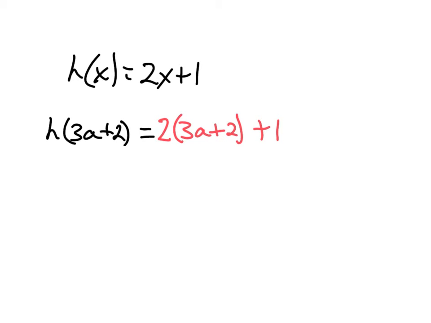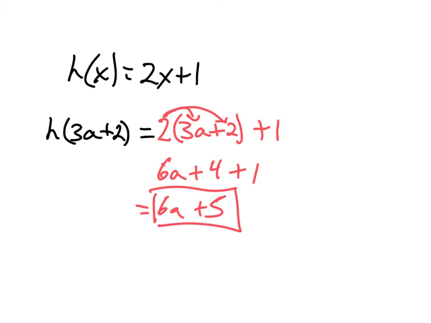That last one there, I'm going to run through it. Looks like I'm going to distribute. 2 times 3a is 6a plus 4, then plus 1, so I get 6a plus 5, and that's my final answer right there. All right.